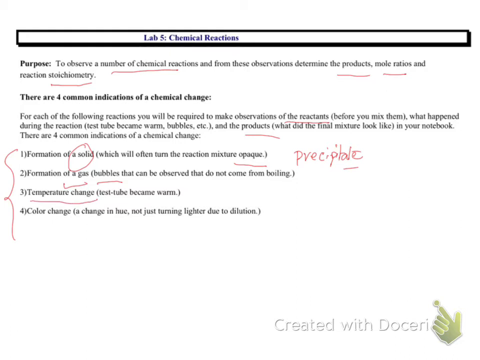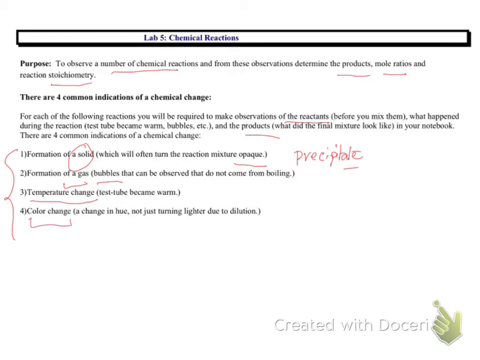Temperature change: you touch the bottom of the test tube before mixing the reactants, and once you mix them and you stir the mixture, you touch again. If your test tube is warm, or the test tube is getting colder, then that's an indication of a temperature change, which is also an indication of a chemical change. And color change.